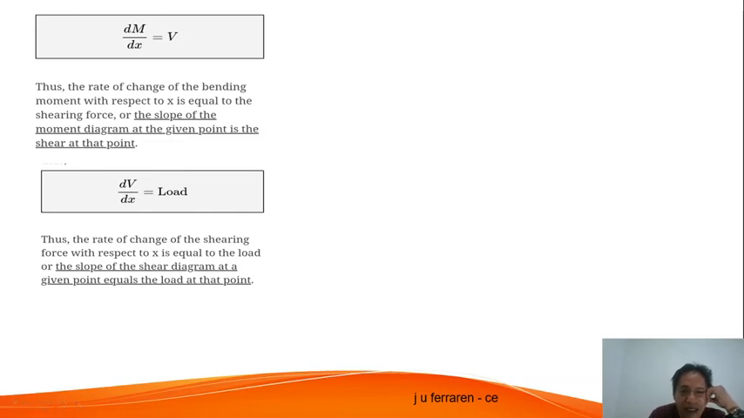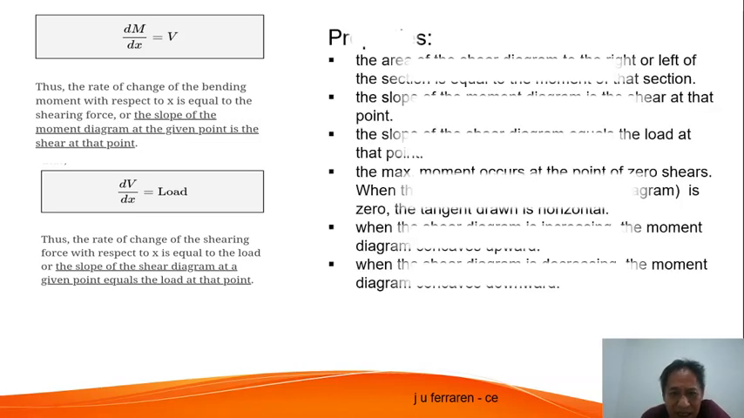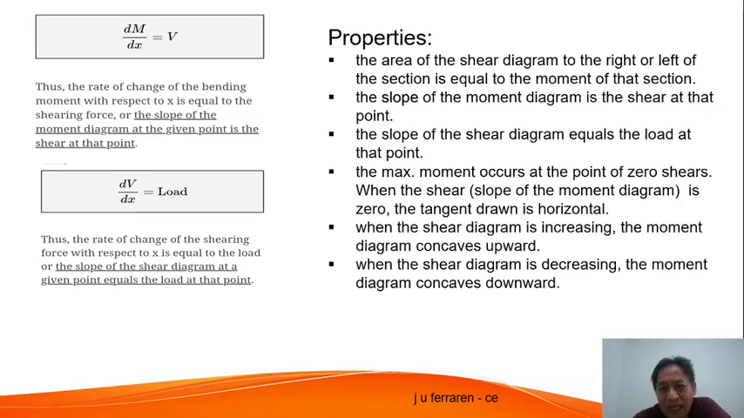Now, here are the steps on how to come up with shortcuts in drawing the shear and moment diagram. The area of the shear diagram to the right or left of the section is equal to the moment of that section. So, from your shear, you can get the moment. The slope of the moment diagram is the shear at that point, as mentioned earlier. And the slope of the shear is equal to the load at that point.